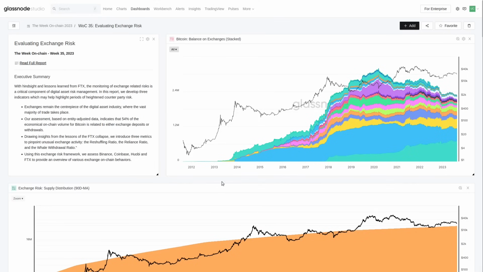Okay, so getting stuck into the analysis that we're all here for, as I mentioned, we're going to start with the macro picture, and I just want to paint the picture of how significant and meaningful exchanges really are. Quite often people will look at the balance that is on exchanges, and here we've essentially got the breakdown of overall exchange balances, broken up by all the different exchanges themselves.